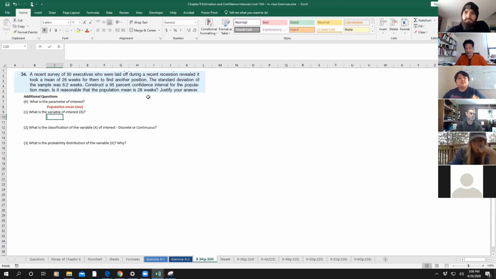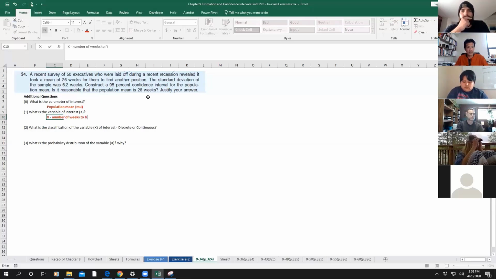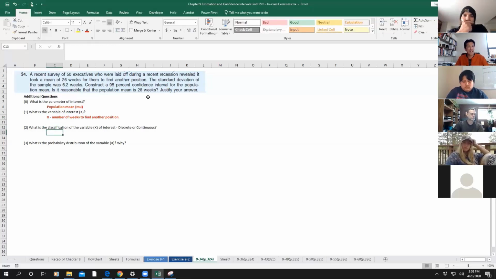What is the variable of interest? We will define X again. What is the definition of X in this problem? The number of weeks it took to find a new job. There you go. Number of weeks to find another position. What is the classification of X? Is it discrete or continuous? Continuous. Okay.